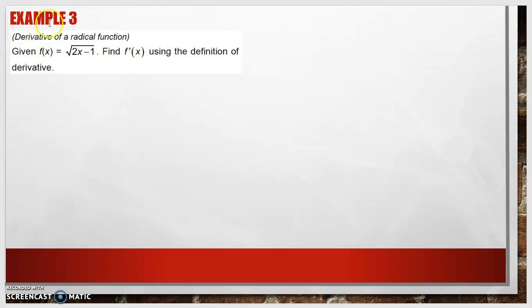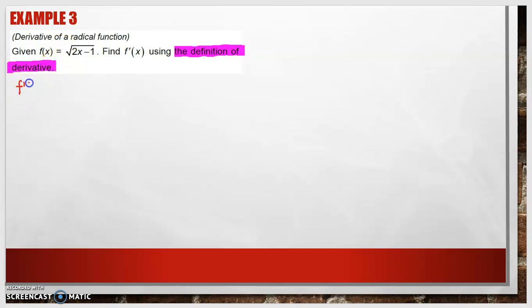Now we look at example 3, the derivative of a radical function by using the definition of derivative. So this question involves a radical function. Given f(x) is equal to the square root of 2x minus 1, find f prime of x, again by using the definition of derivative.